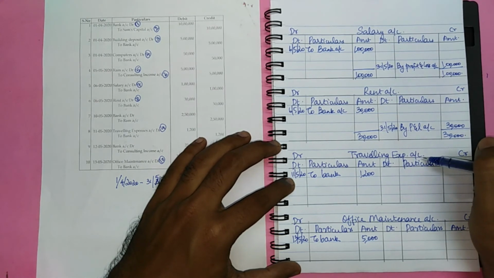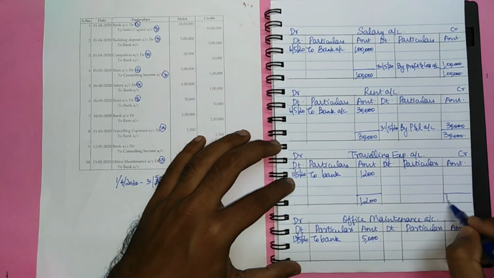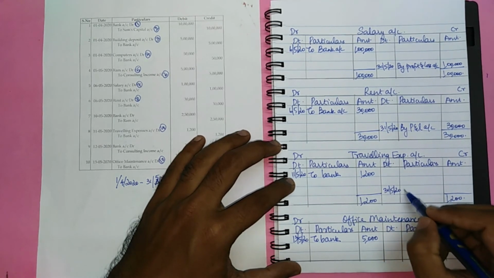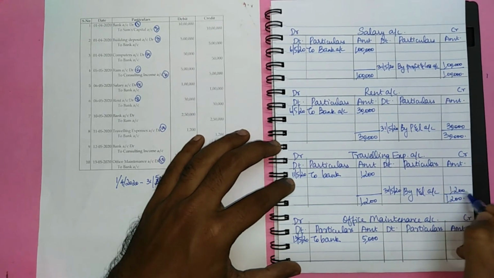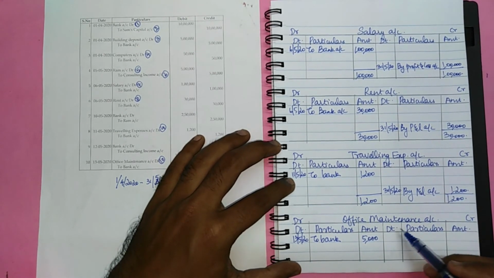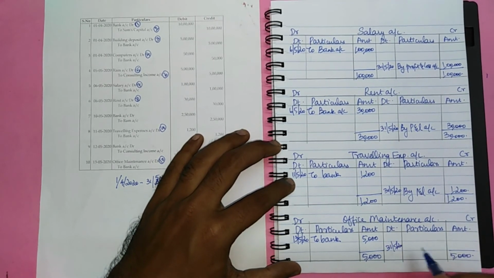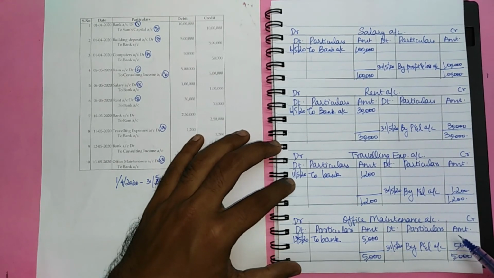And traveling expenses account, the highest balance is in debit side, 1,200 on 31st May 2020 by P&L account, 1,200. And the last account, office maintenance account, we have 5,000 in the debit side, so 5,000 and 5,000 on 31st May 2020 by P&L account, 5,000. Now we have successfully balanced all the 10 accounts.